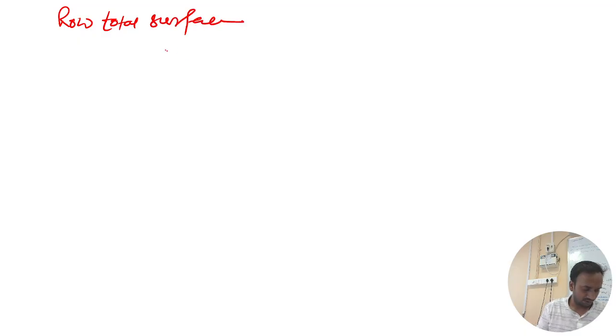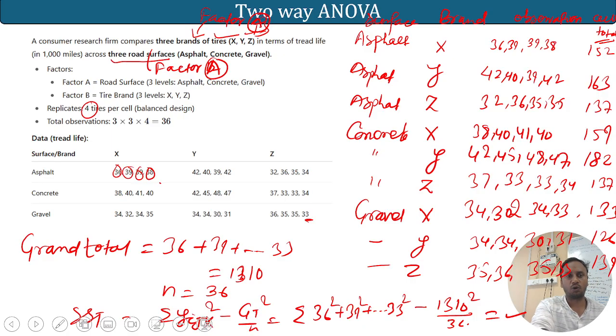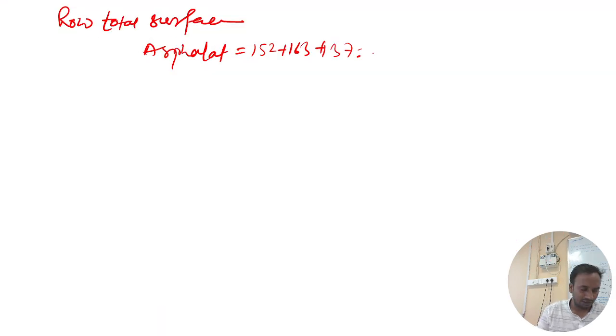Then we'll be able to do the row total, surface. So asphalt, we'll be able to do 152 plus 163 plus 137 that we have done, because that's a row. It's a row total. This one we have 152, second one 163, third one 137. The same thing we have done.